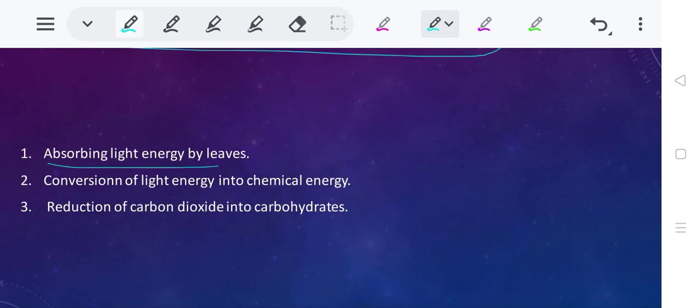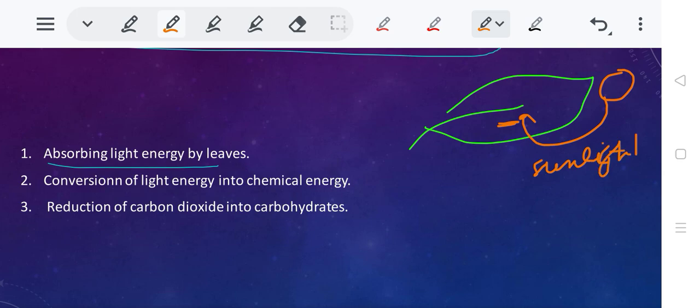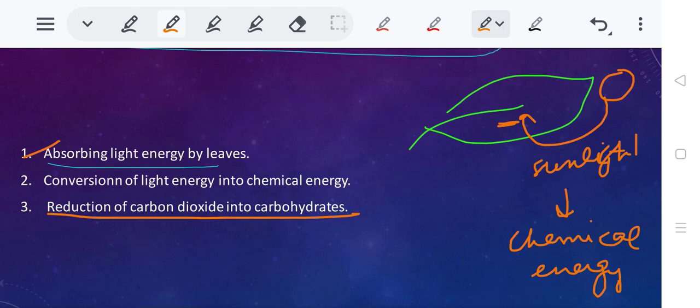First is absorption of light by leaves. We have a leaf and we have a sun. So here we have chlorophyll, it absorbs sunlight. First step is clear, and second step, conversion of light energy into chemical energy. Now this absorbed energy is converted into chemical energy. Then there's reduction of carbon dioxide. We have taken carbon dioxide from here and it's converted into carbohydrates.